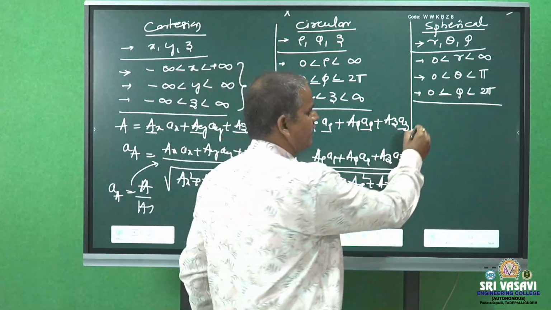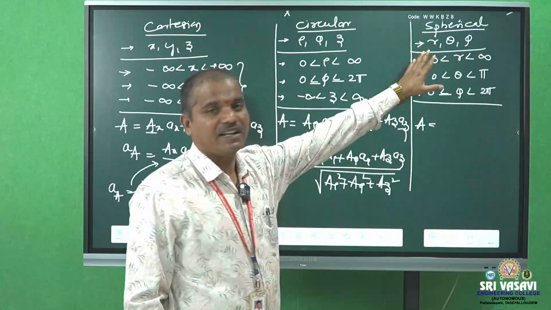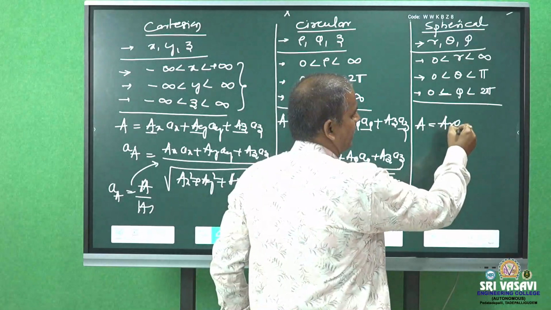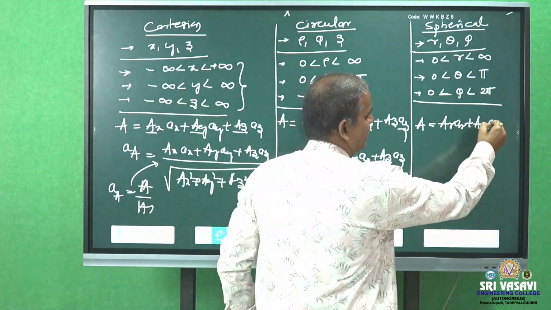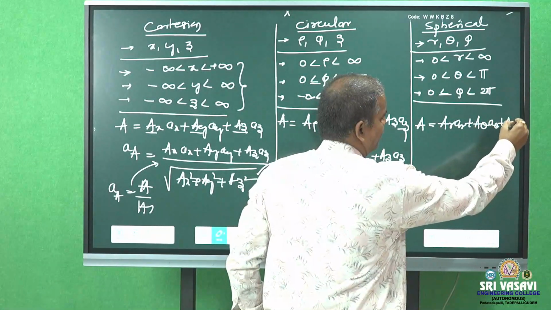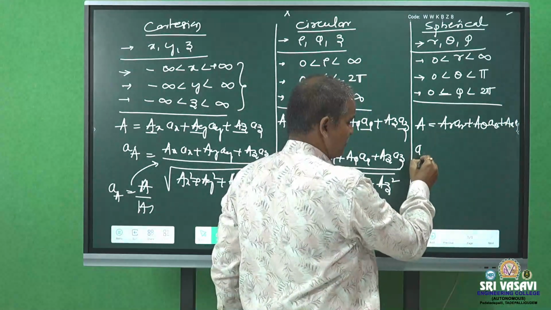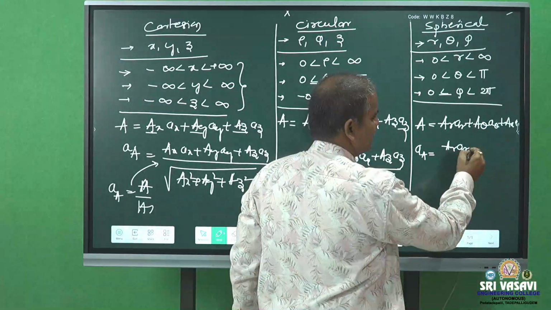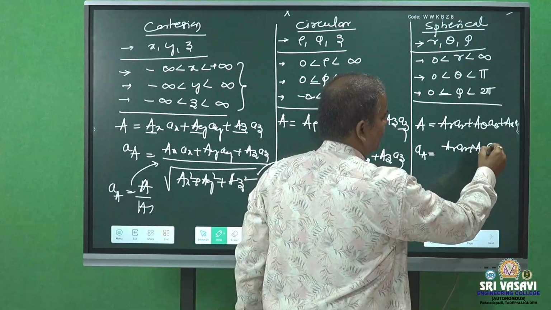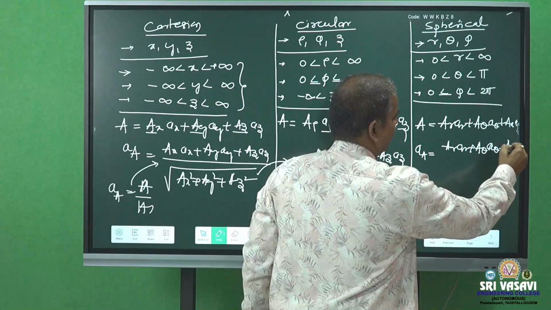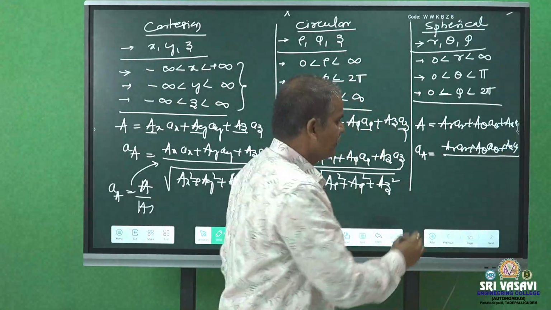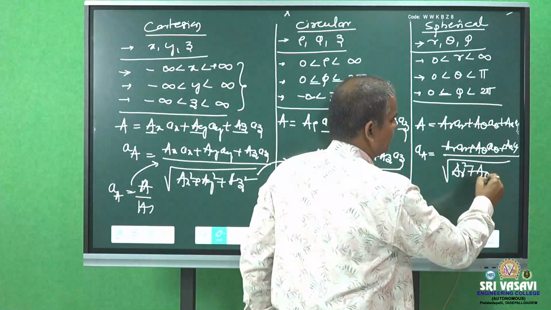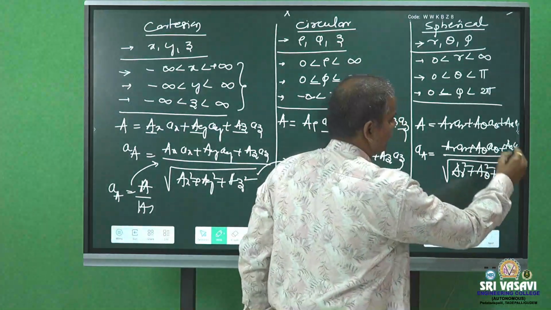In similar fashion, now A: we are talking about spherical, variables are r, theta, phi. You may represent the same, AR plus A theta plus A phi. We represent the unit vector as A by magnitude of A. What is A? AR plus A theta plus A phi divided by under root AR square plus A theta square plus A phi square.